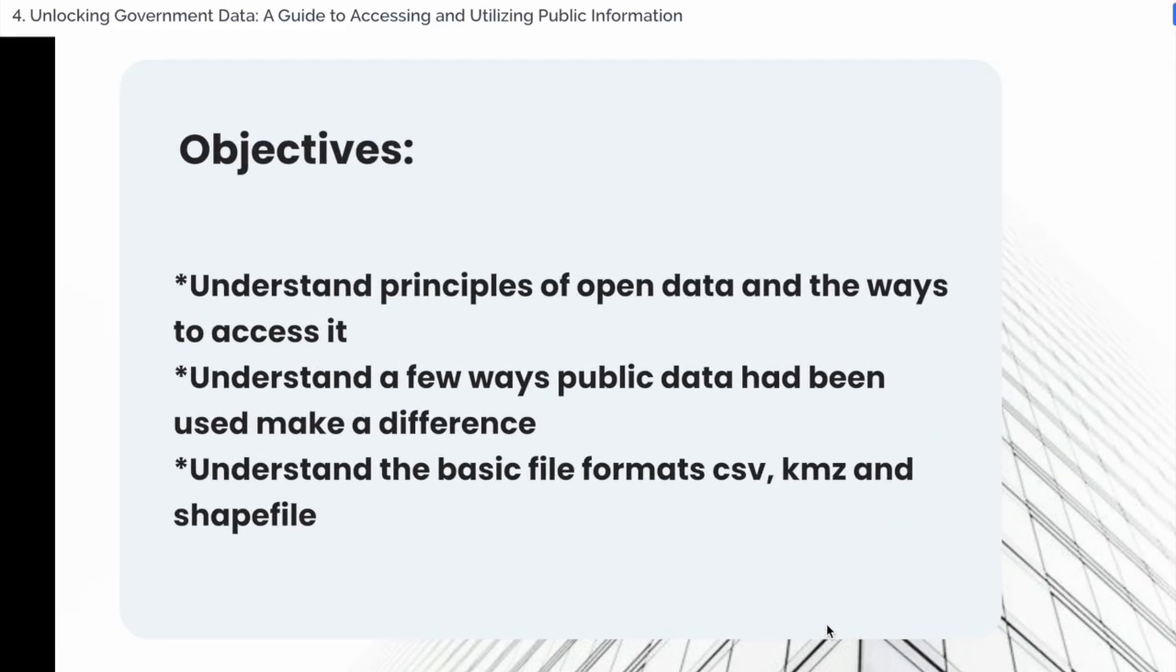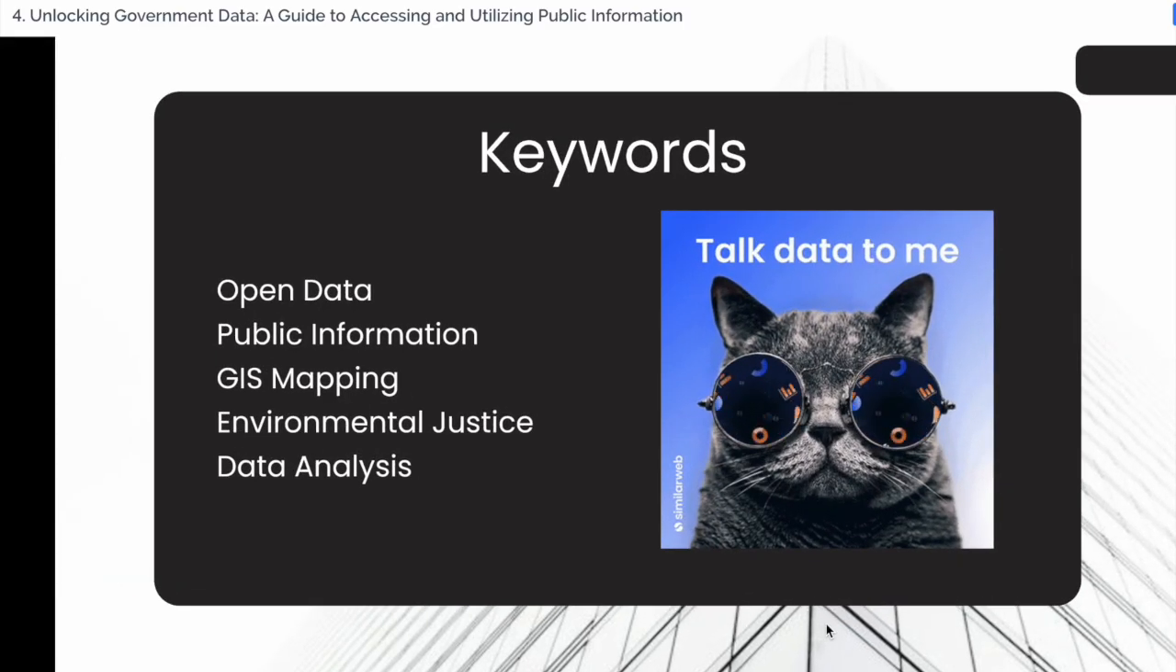All right, the objectives for this module are to understand the principles of open data and the ways to access it, understand a few ways that public data has been used to make a difference, and then understand the basic file formats CSV, KMZ, and shapefile. The key words that we will go over today are open data, public information, GIS mapping, environmental justice, and data analysis.